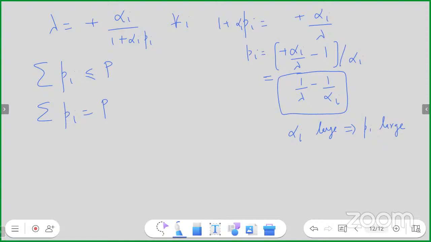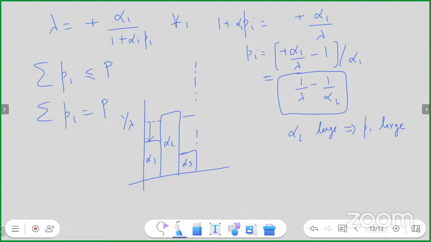So what it looks like pictorially is the following. Let's say this was alpha 1, this was alpha 2, height is what the value is. This is alpha 3. And let's say I'm going to close this off as just 3 channels. What the answer is going to look like is, depending on the total power you're going to consume, this is my threshold 1 by lambda, which will be decided by the total amount of power given. And the actual power dedicated for each channel is going to be this value.